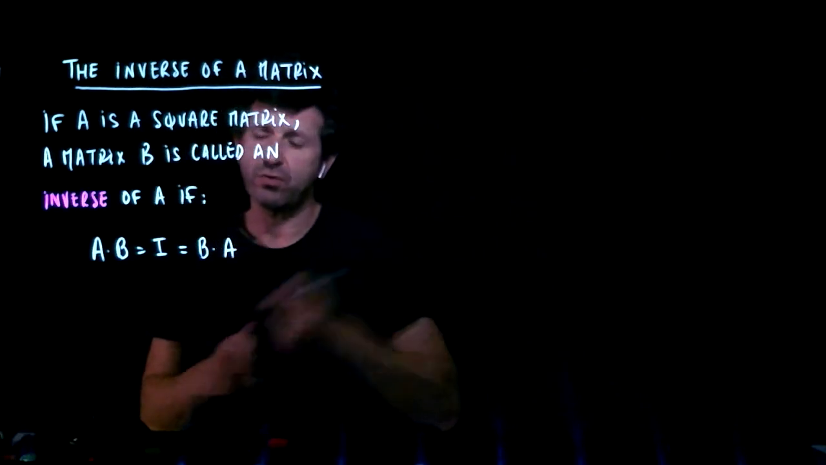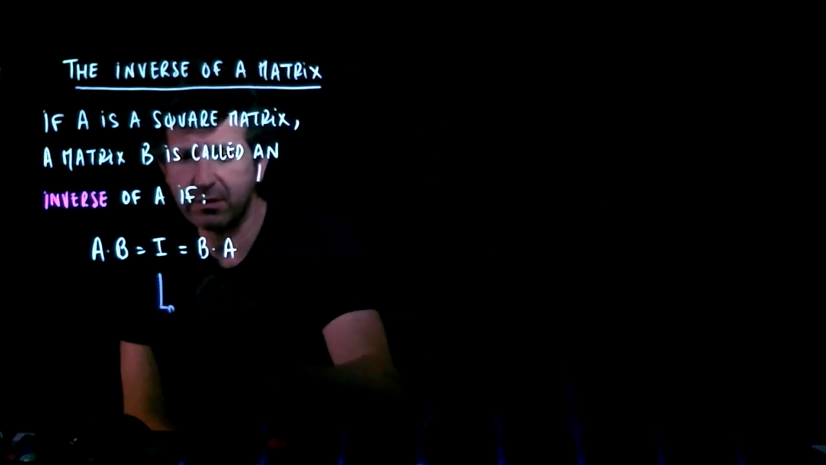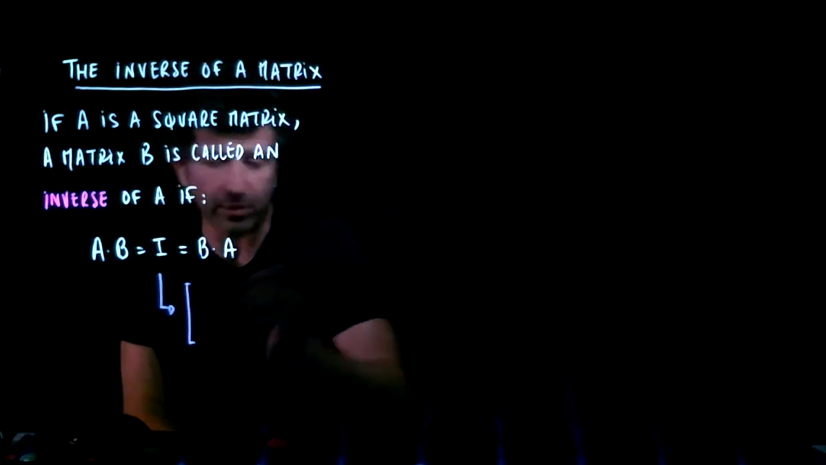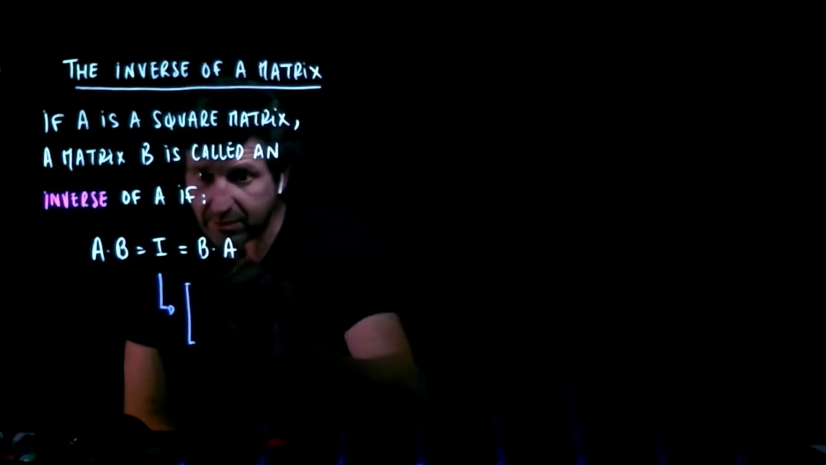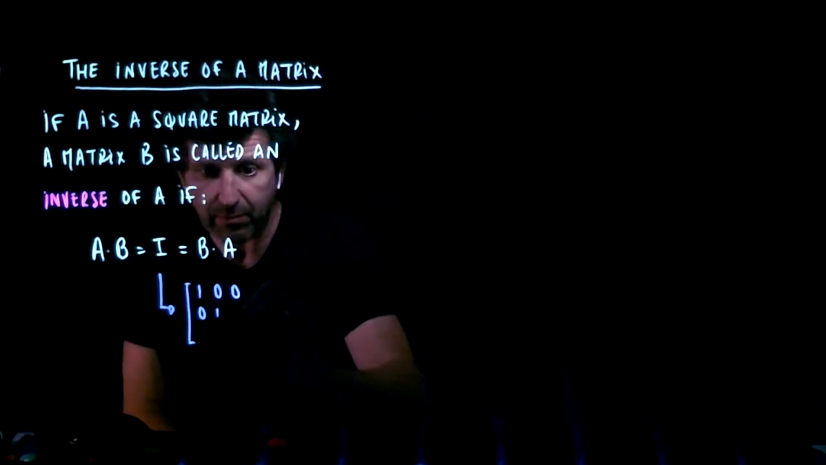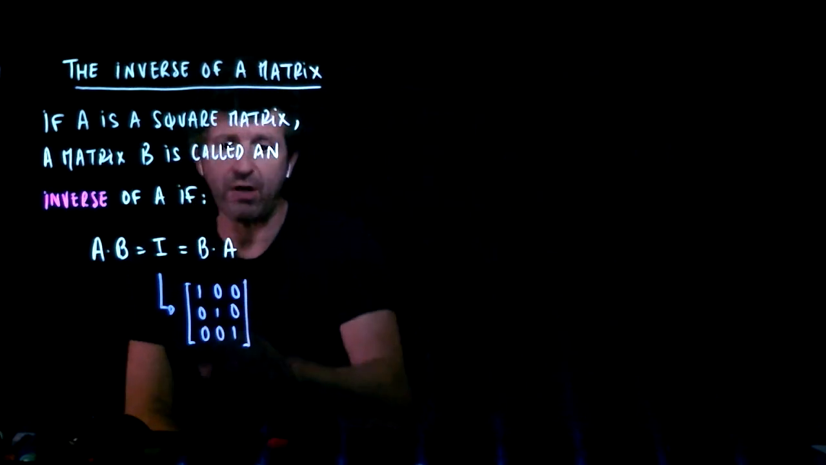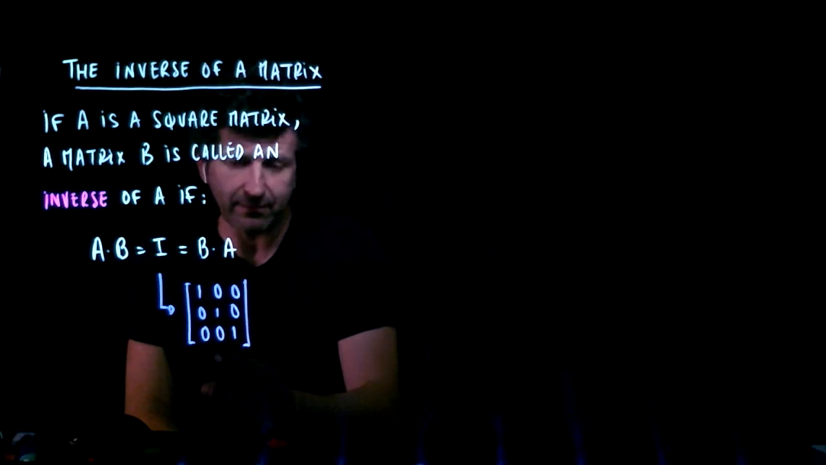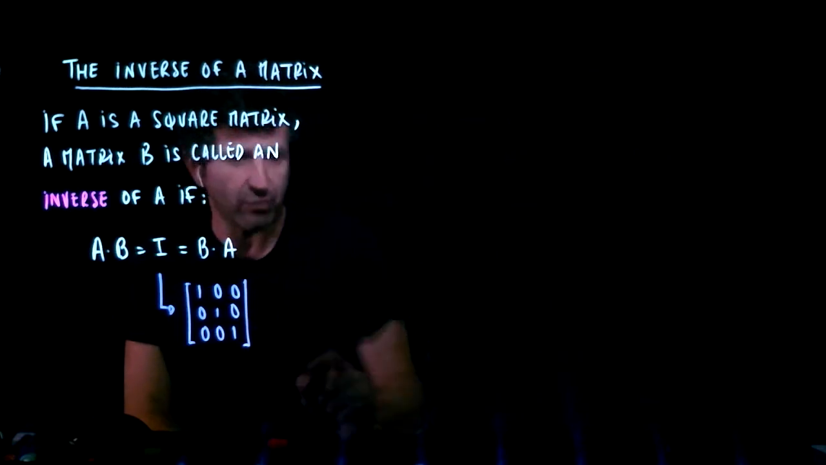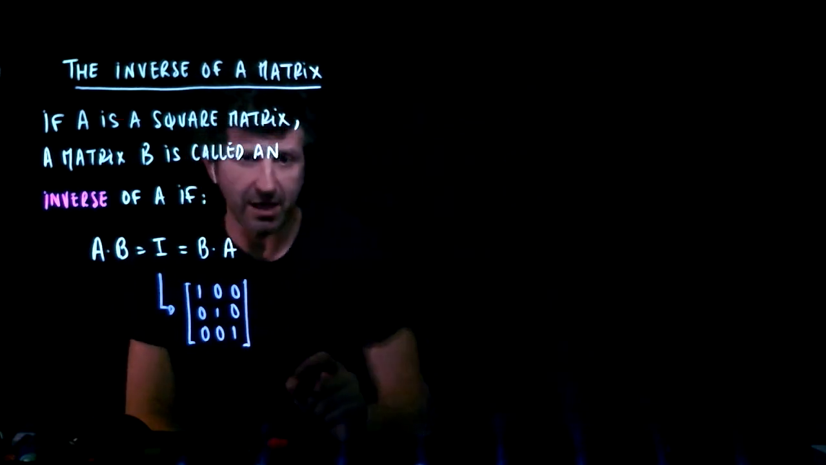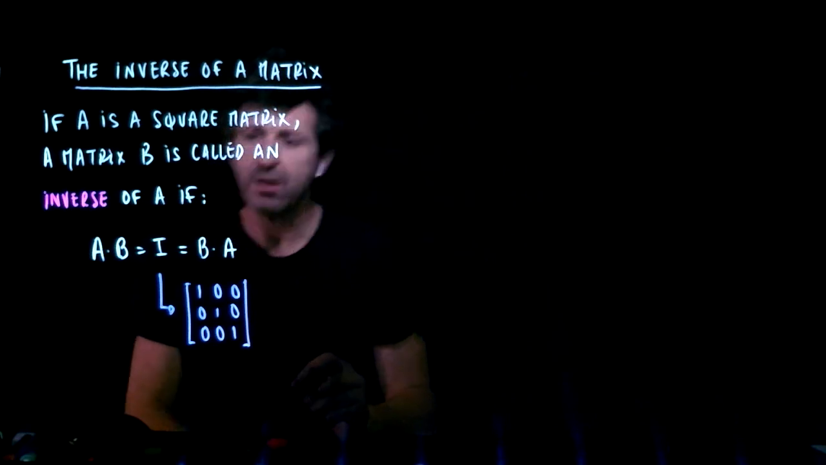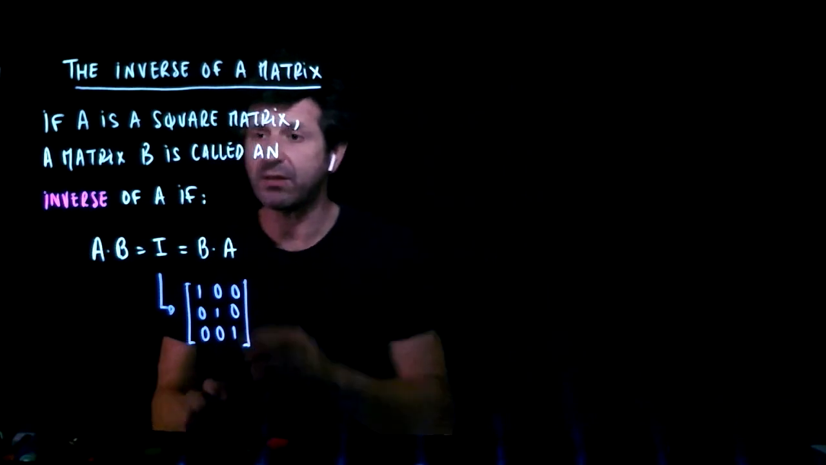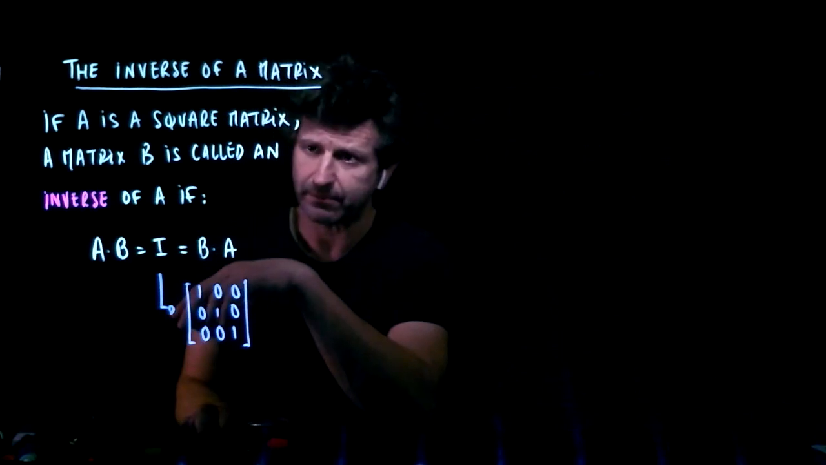Just a reminder of what the identity is, in case you forgot. The identity matrix is the matrix that has ones in the main diagonal and zeros everywhere else. Here, for example, I drew a 3 by 3 identity, but there could be different sizes depending on what size A and B are. So this is what the inverse of a matrix is.